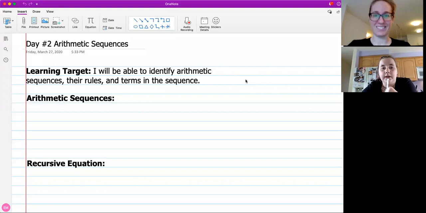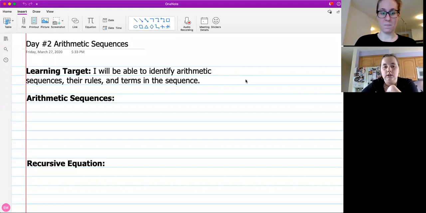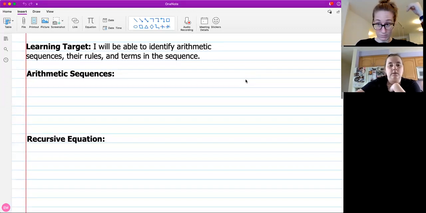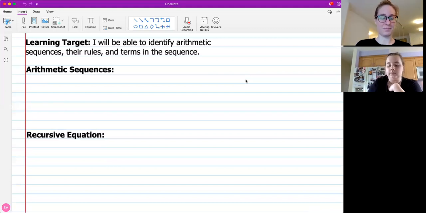So today we're doing arithmetic sequences. Your learning target is that you will be able to identify arithmetic sequences, their rules, and different terms in the sequence depending on what the question is asking you to do. So let's just jump right in. An arithmetic sequence is a sequence where you add the same number repeatedly to get consecutive terms.